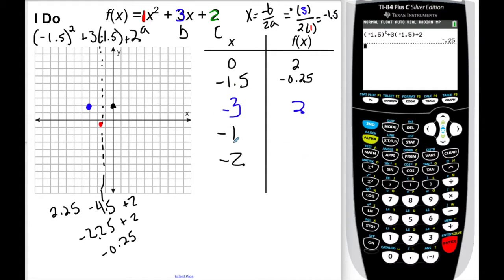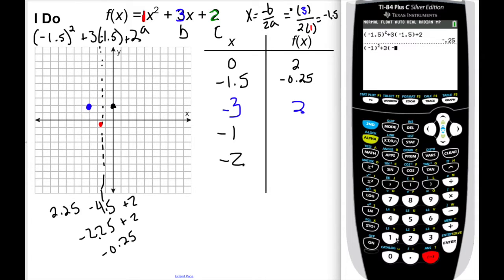Because they're the same distance away from the x of the vertex, their f of x values have to be the same. If you don't believe me, you could always plug it in. So if I do negative 1, let's see what that looks like. I do it on my calculator: negative 1 squared plus 3 times negative 1 plus 2 equals 0. Nice.